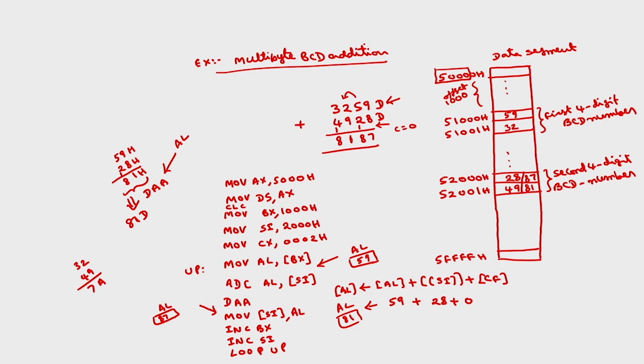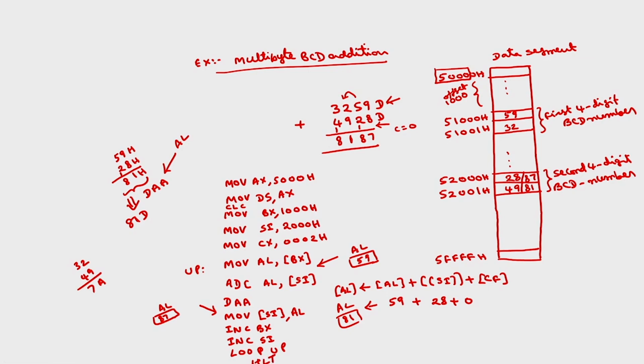Then INX BX, INX SI, because in the first iteration CX was reduced to 1. Now after the second addition CX will become 0, and this will come out of the loop. Okay, that is the task, and then you have to halt.